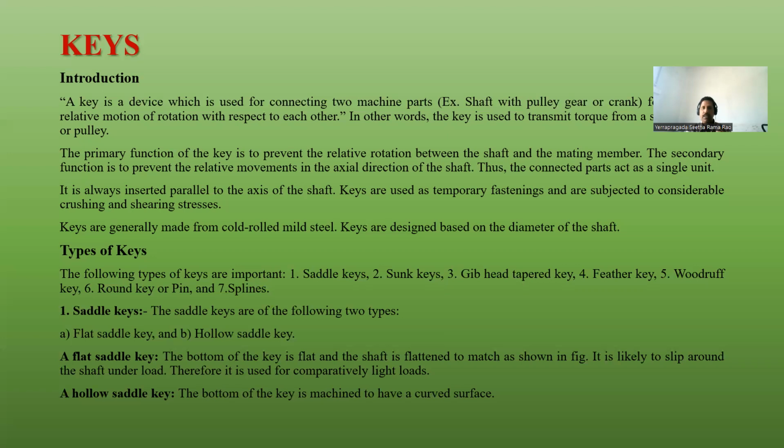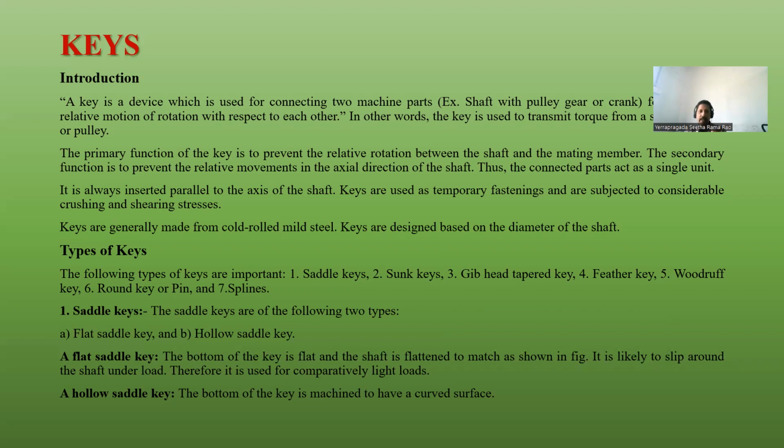These are used as temporary fastenings, and they are mainly subjected to crushing and shearing stresses here. The keys are generally made from cold rolled mild steel, and their size is generally based on the shaft diameter. Coming to the different types of keys, there are several, but from the subject point of view, the important keys are the saddle keys, sunk keys, jib-headed keys, feather keys, the woodruff key, the round key, sometimes also called the pin, and the splines.